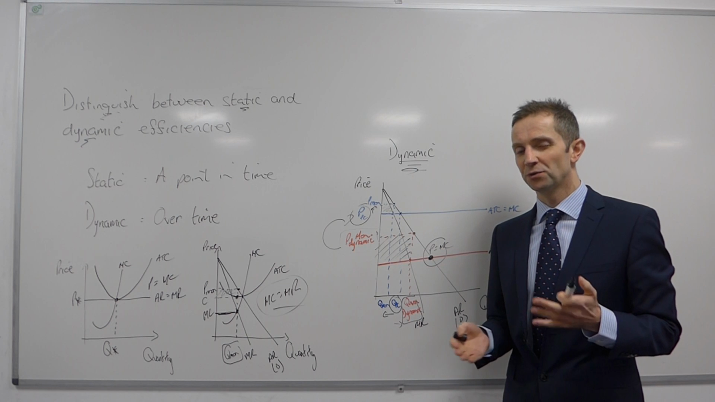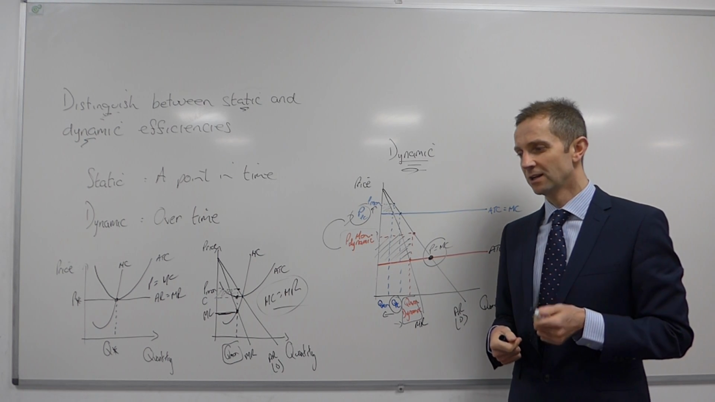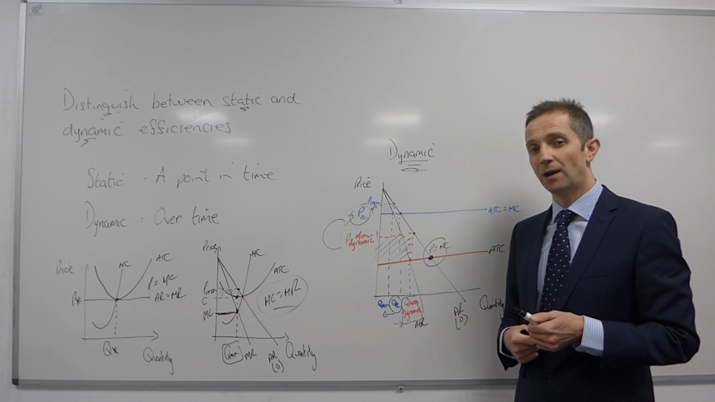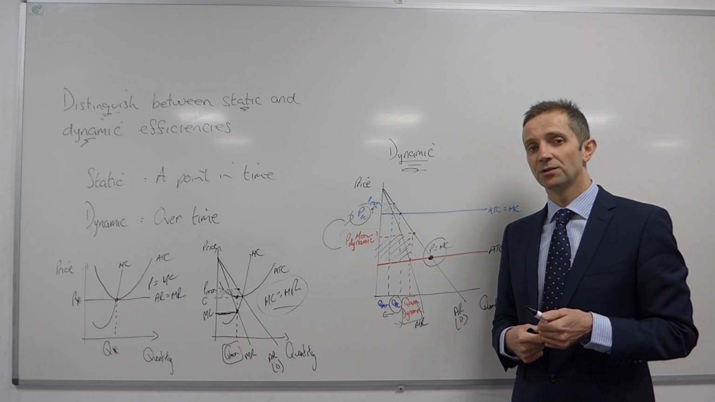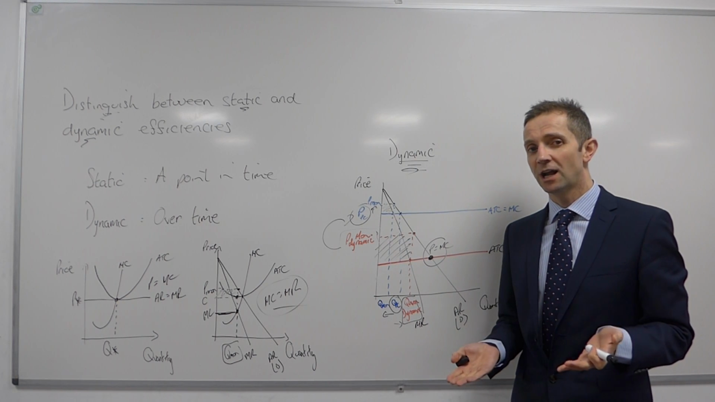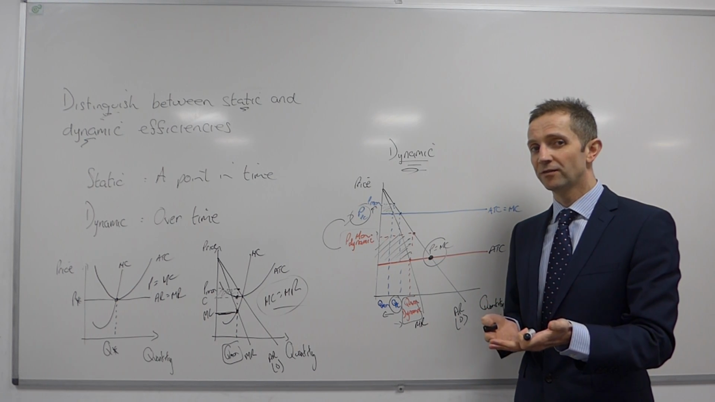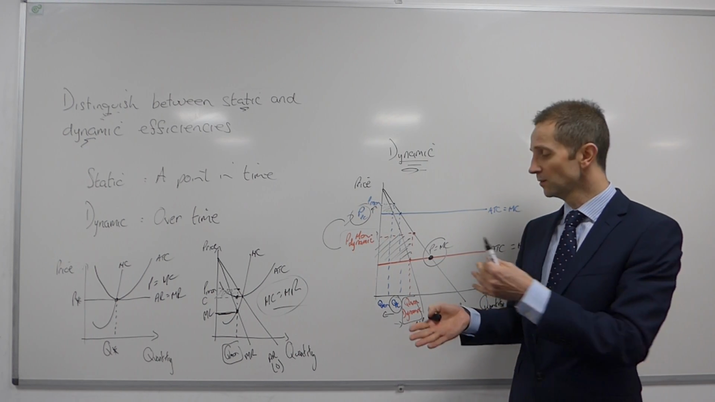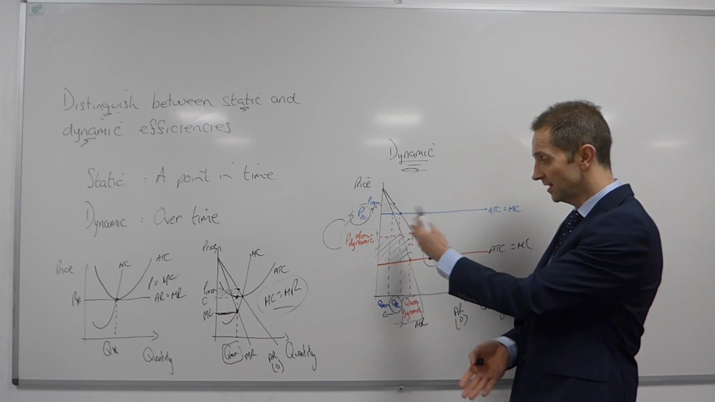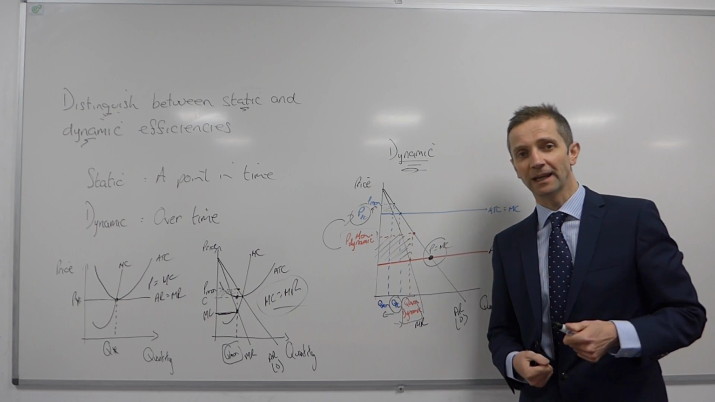Remember, of course, that Joseph Schumpeter, for example, is a great advocate of abnormal profits, because he says that if you didn't have abnormal profit, monopolies wouldn't invest, we wouldn't see innovation, we wouldn't see technical progress, and we wouldn't see potentially these types of dynamic efficiency gains.